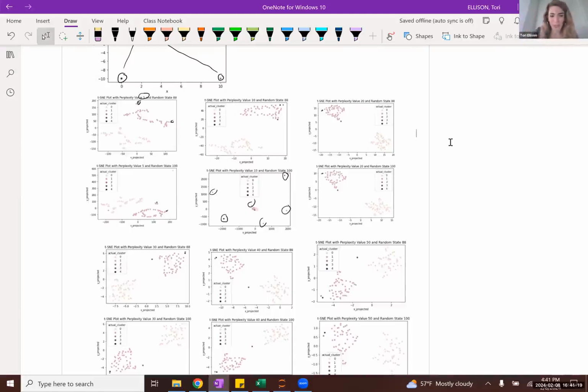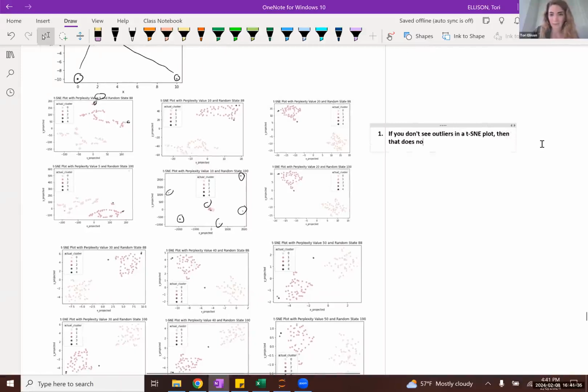So what you want to remember is that if you don't see outliers in a t-SNE plot, that does not mean that there are no outliers in the original data set. It'd be something like this. If you said, based on what I see here, there are no suggestions of any outliers, that would potentially be wrong. On the other hand, you might have a scenario such as this.